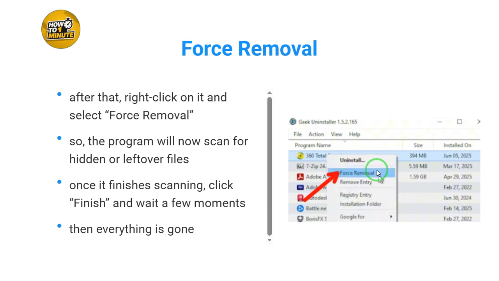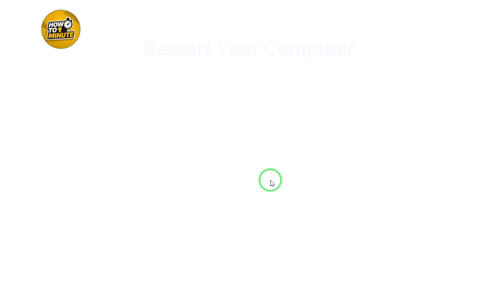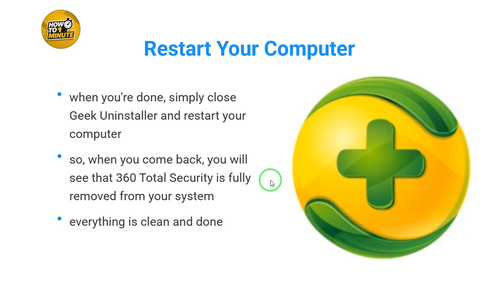So the program will now scan for hidden or leftover files. Once it finishes scanning, click Finish and wait a few moments. Then everything is gone. Now when you're done, simply close Geek Uninstaller and restart your computer. So when you come back, you will see that 360 Total Security is fully removed from your system. Everything is clean and done.